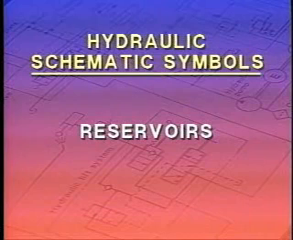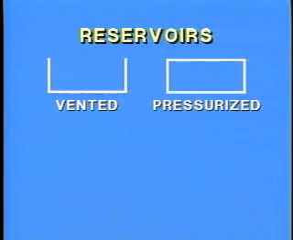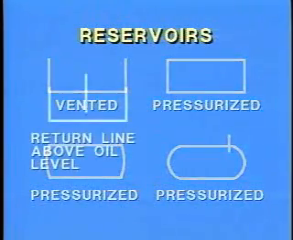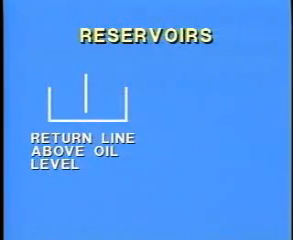Let's begin by examining the symbols for reservoirs. A rectangle with the top removed represents a vented reservoir, while a rectangle with top in place represents a pressurized reservoir. There are other schematic diagrams that show a slightly different version of a pressurized reservoir, but the symbols are similar and easily recognized. An oval with a short line on top or a rectangle with curved sides represents a reservoir that is pressurized. Lines connected to the reservoir usually are drawn from the top regardless of where the actual connection is.